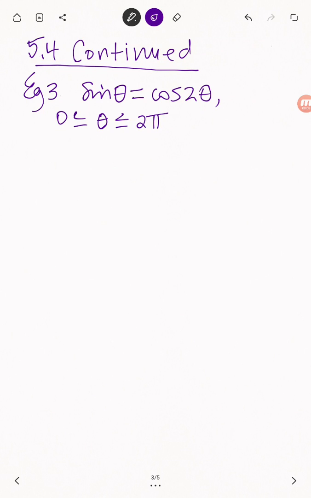Hi again, everyone. I'm back with more of 5.4 solve trigonometric equations. And my third example here gets just a slightly harder. Sine theta equals cos 2 theta for theta between 0 and 2 pi.